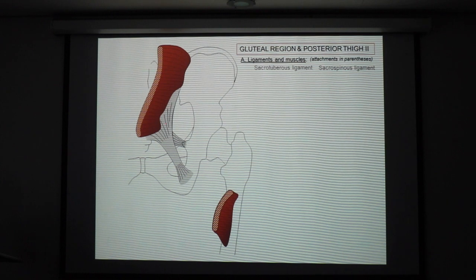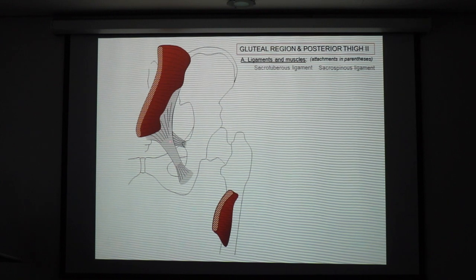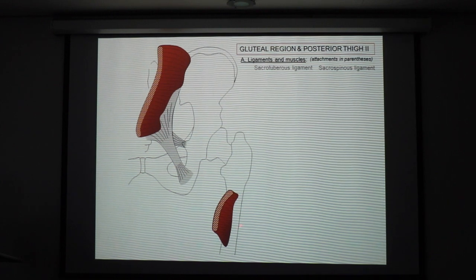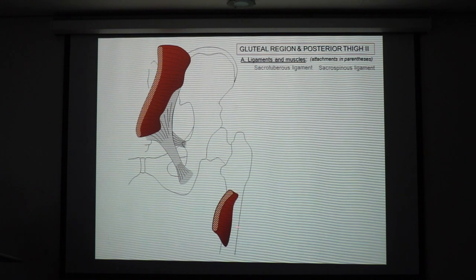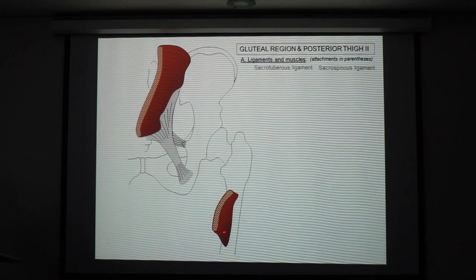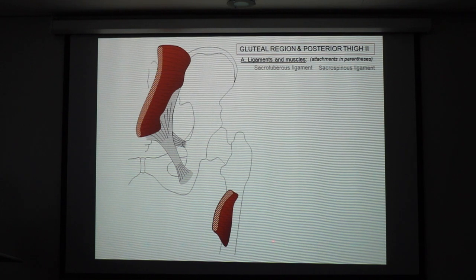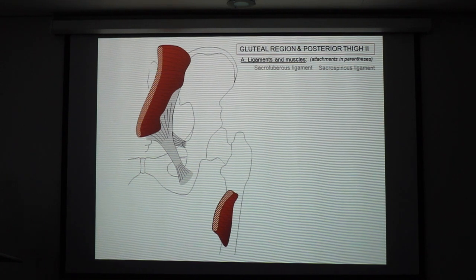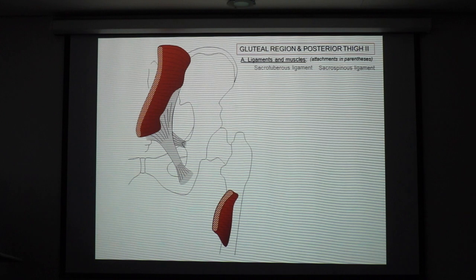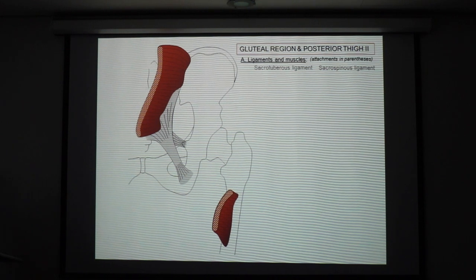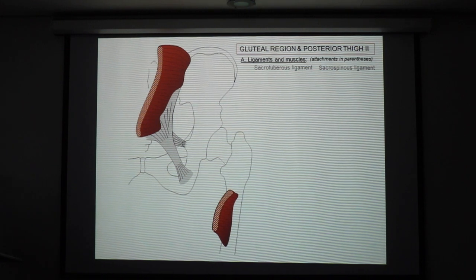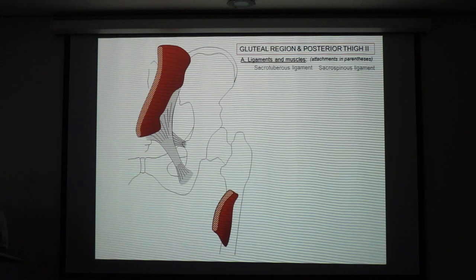It's arising from most of the sacrotuberous ligament, and then it is getting inserted into the gluteal tuberosity of the femur and also the lateral lip of the linea aspera, but 2/3 of it is going to be inserted into the iliotibial tract. The major function of the gluteus maximus muscle is extension of the hip.